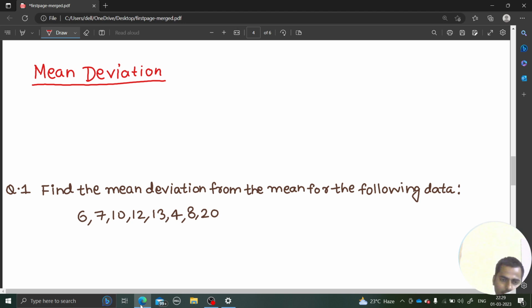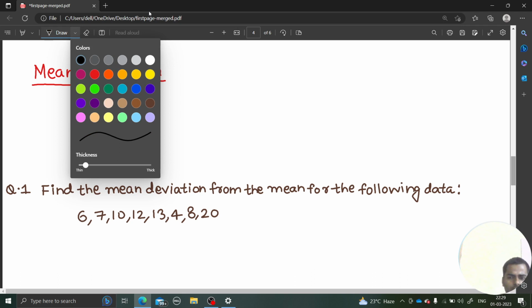First one will be ungrouped data. Second one will be discrete frequency distribution, in which you have data and corresponding to that frequency is there. And third one will be grouped or continuous frequency distribution, in which we have class intervals. Okay, so let's see, it's a simple concept, so let's see one by one.